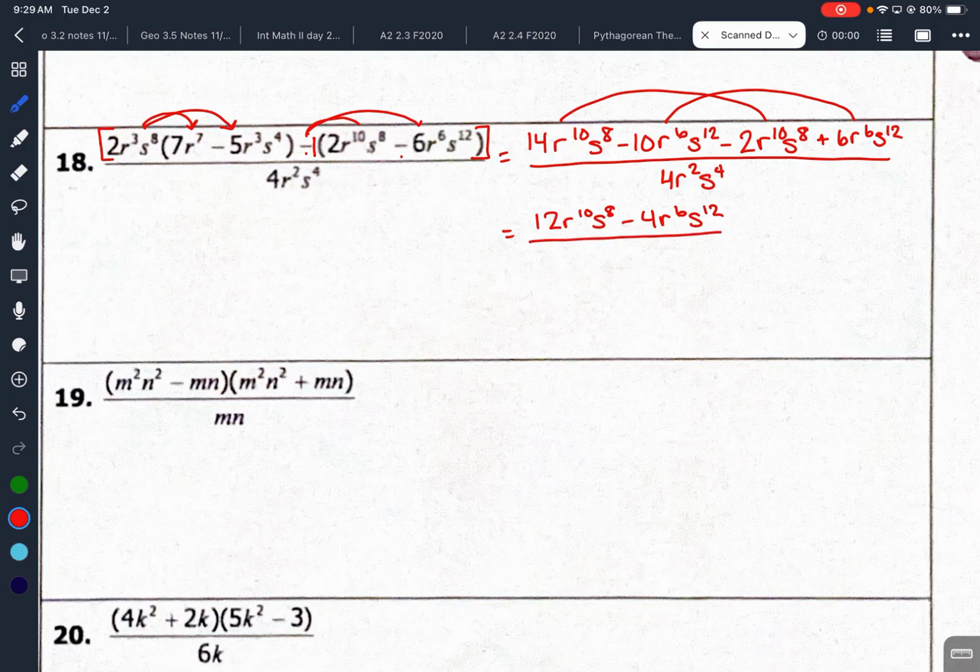Divided by 4r squared s to the 4th. Now do I have a problem like I've had every other problem on this worksheet? Yes, so finish it.